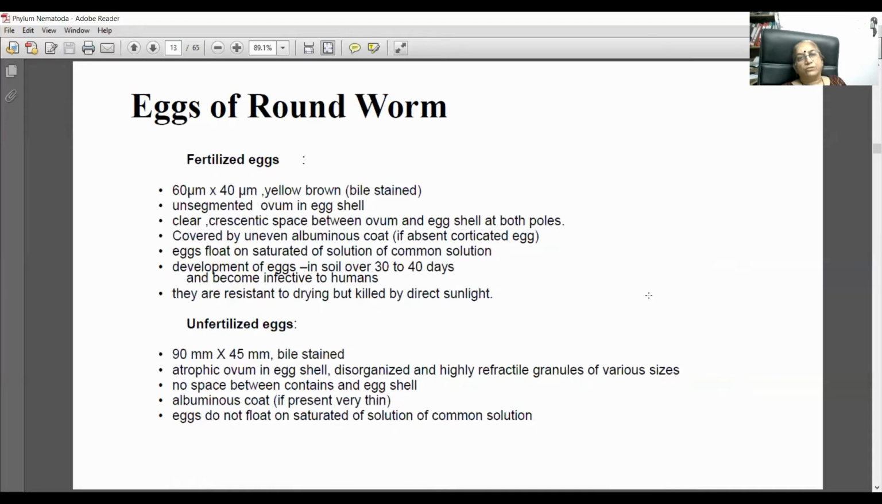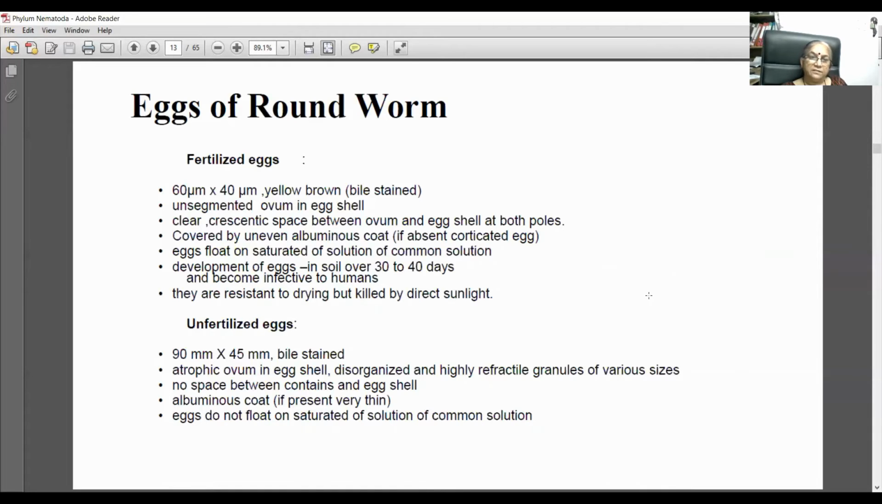The egg floats on a saturated solution of common salt, and once this egg passes into the soil, the development into the larvae takes around 30 to 40 days. After the development is completed in the soil, only then is this fertilized egg infective to humans. These fertilized eggs are resistant to drying, but they are killed by direct sunlight.